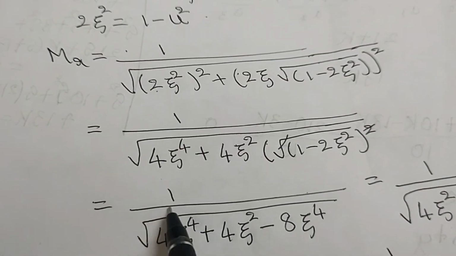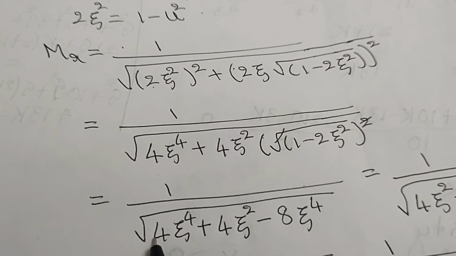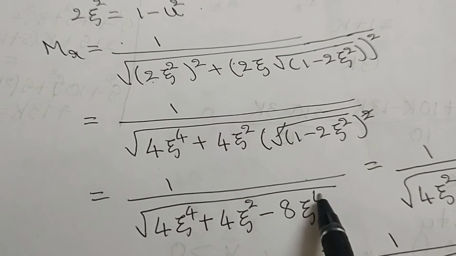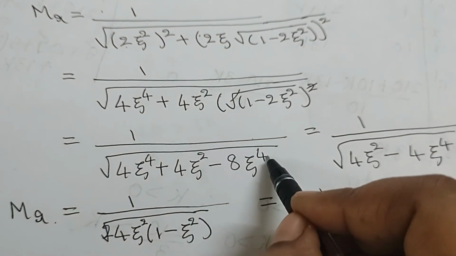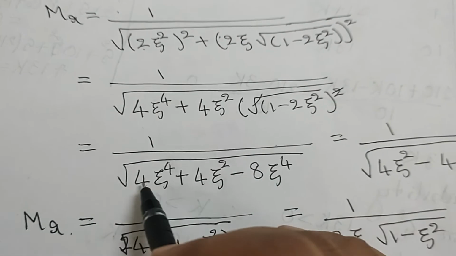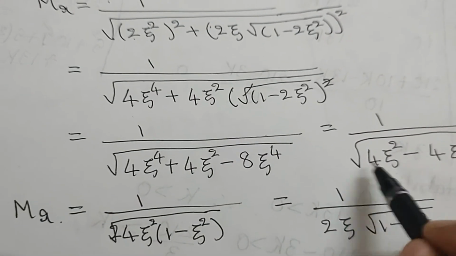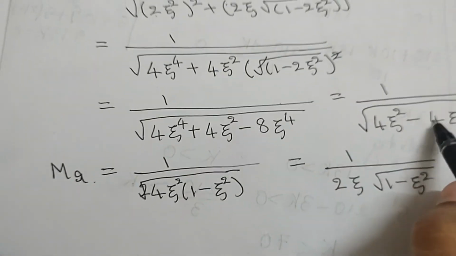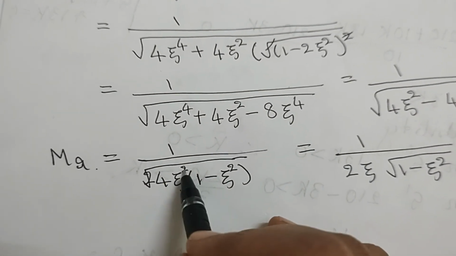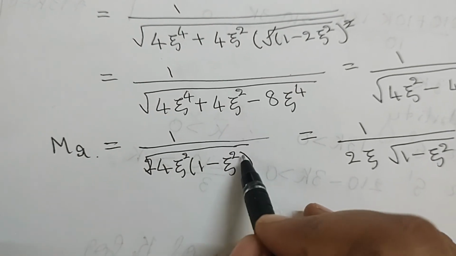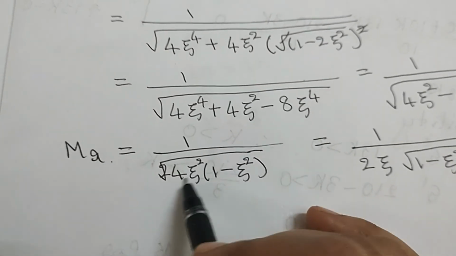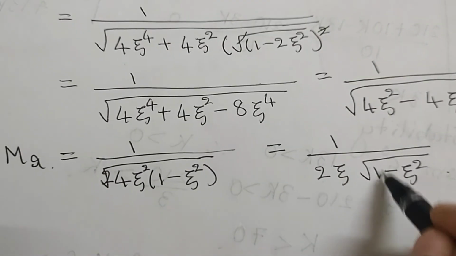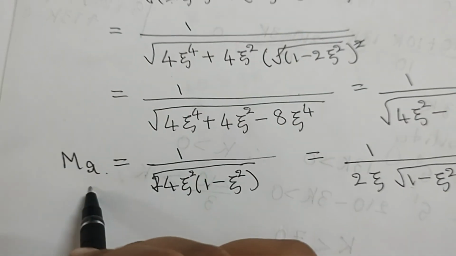So what you will get is 1 divided by square root of 4 zeta to the power 4 plus 4 zeta square minus 8 zeta to the power 4, here 4 minus 8. So first the positive value, 4 zeta square minus 4 zeta to the power 4. We can take out the common 4 zeta square, and write 1 minus zeta square. Now we can remove the square root for this. So we can write 2 zeta square root of 1 minus zeta square, that is the value of Mr.